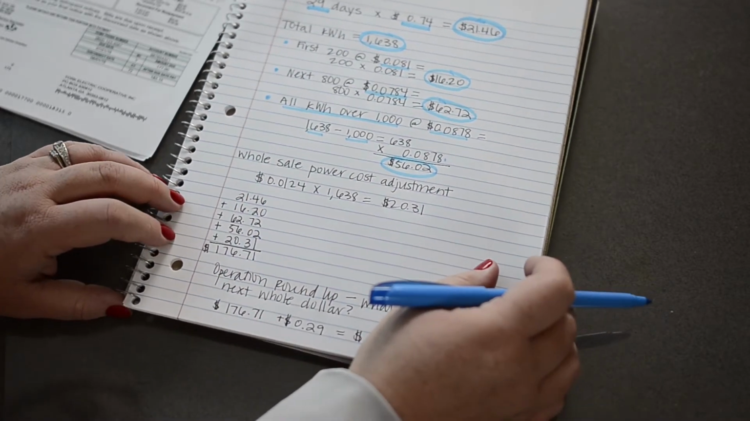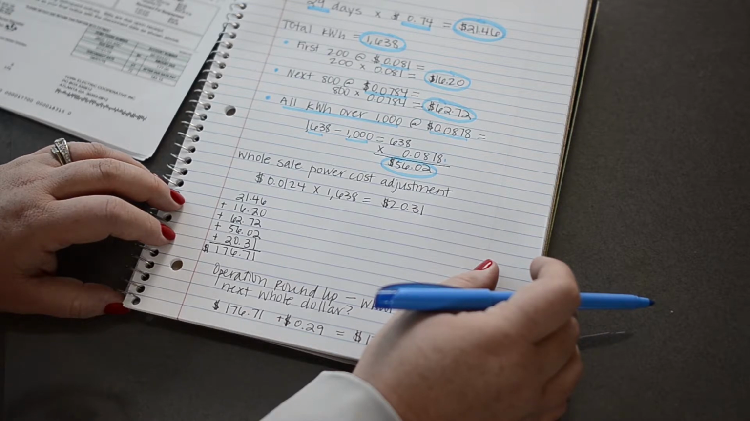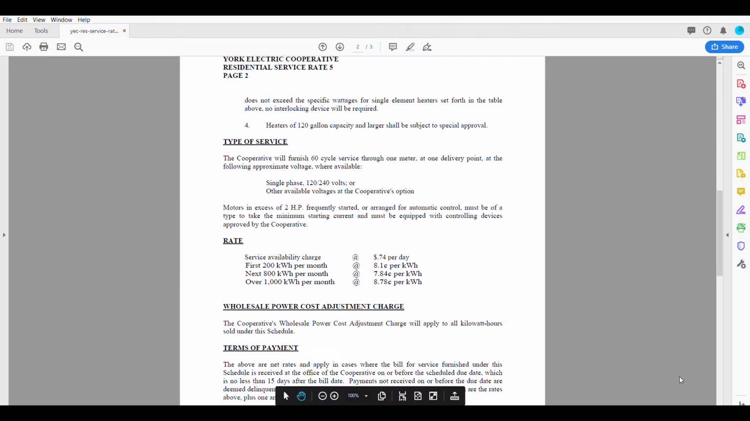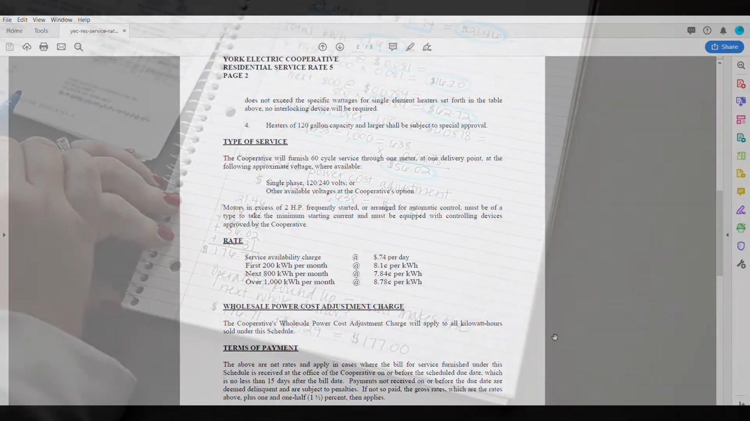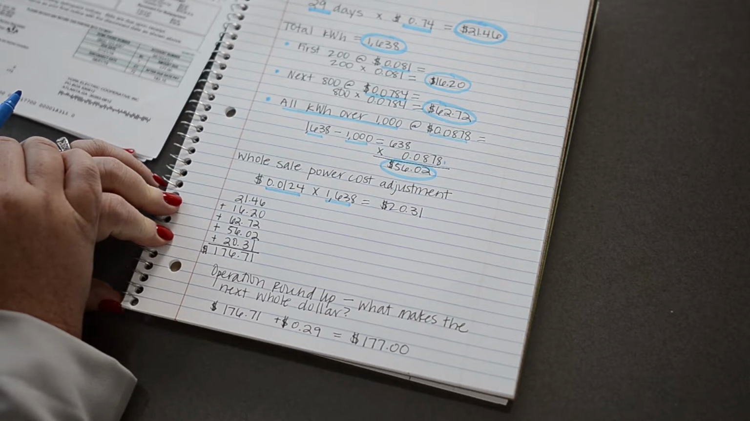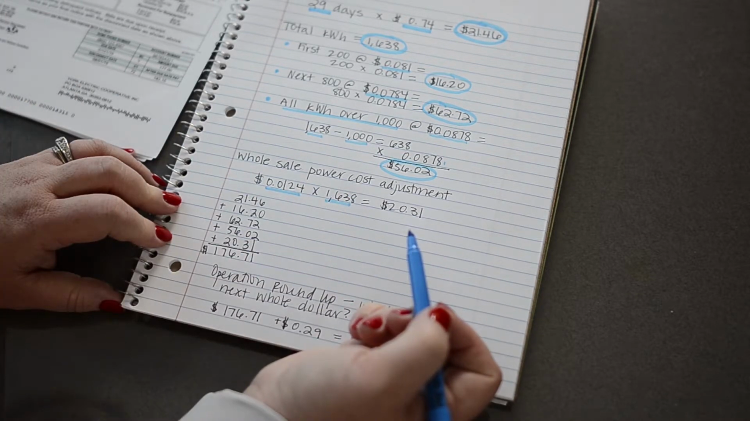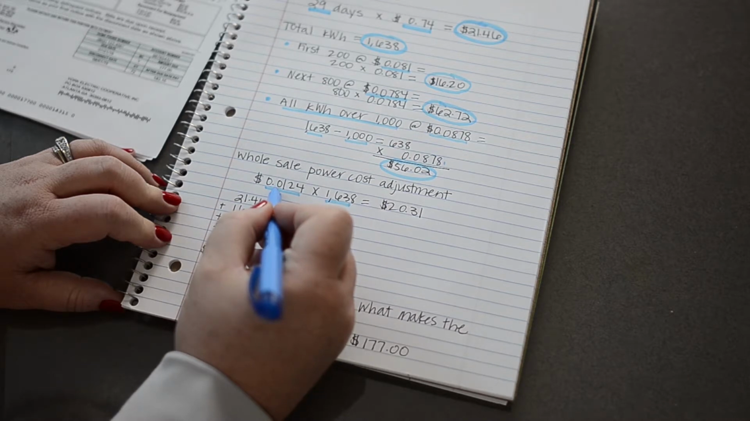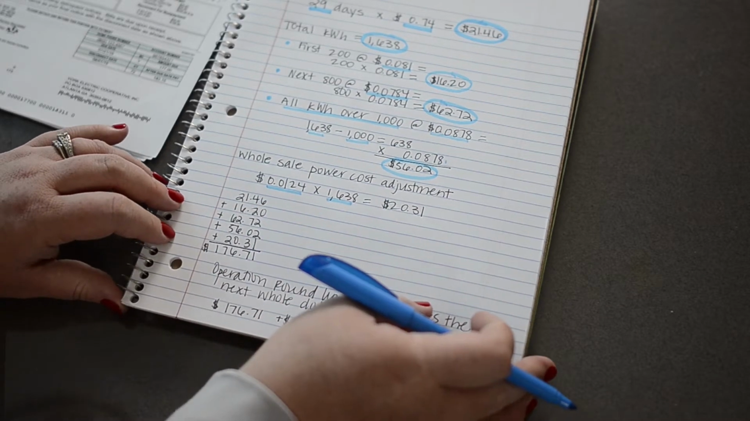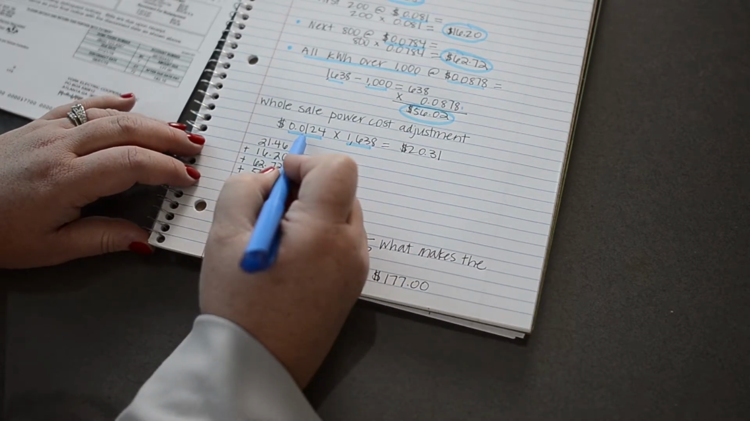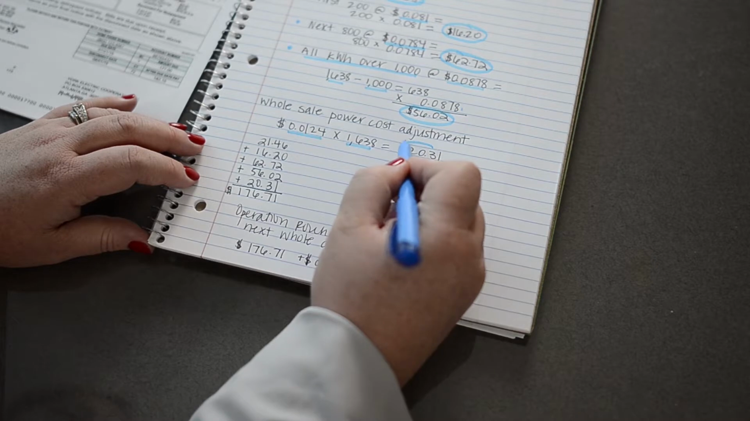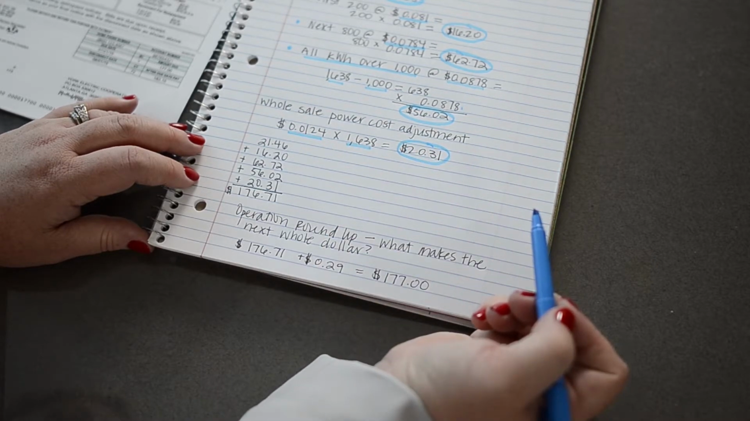All right, the next step is going to be to grab your total kilowatt hour amount for the month again, because we need to adjust it for the wholesale power cost for this particular month. If you refer back to your rate schedule, it gives you a definition for the wholesale power cost, but in brief, you can just think that it's the amount that your co-op has to pay for the power that is consumed in that month. So we need to adjust that based on the market price of the energy that we consume. So this month is going to be charged at a rate of 1.24 cents per kilowatt hour. So if you multiply 1,638 kilowatt hours by that 1.24 cents, you're going to get a total of $20.31.